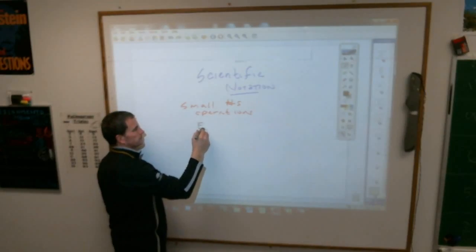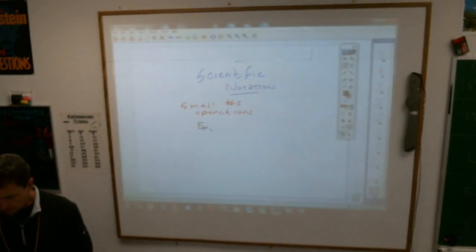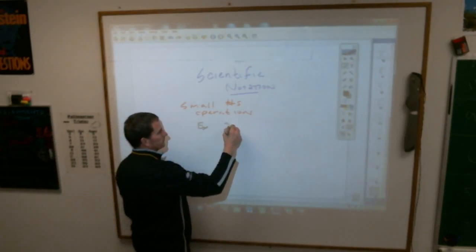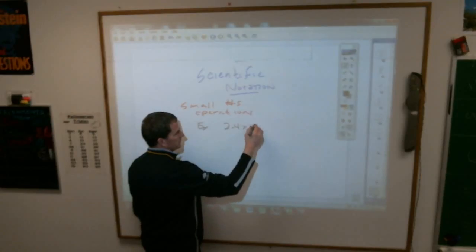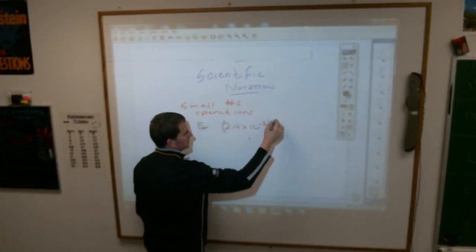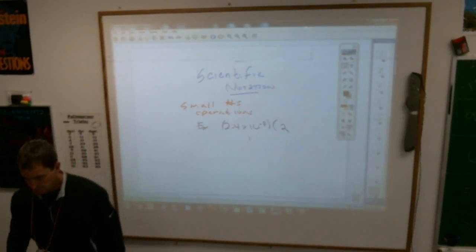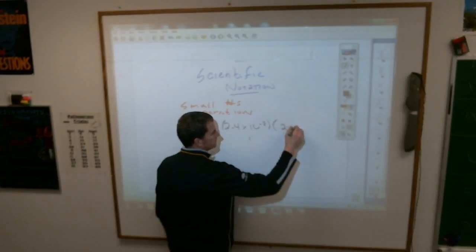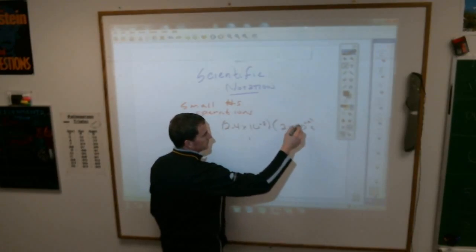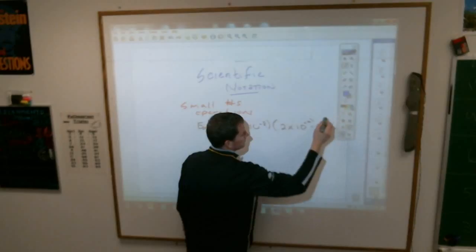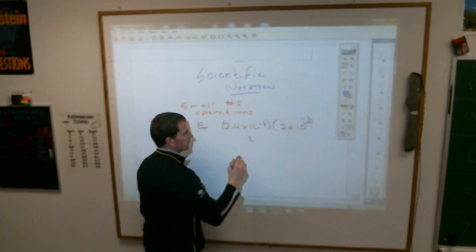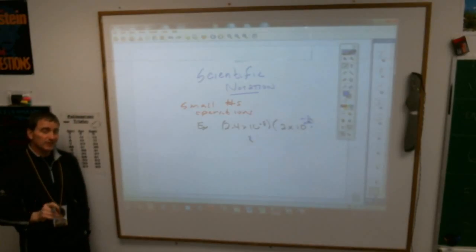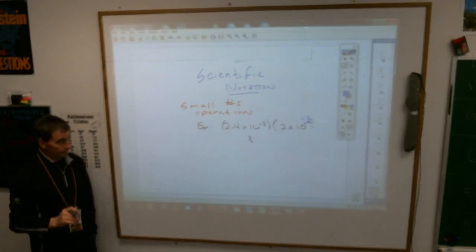But now we're going to do operations, which means doing the math with small numbers. For example, what if you have 2.4 times 10 to the negative 8 times 2 times 10 to the negative 2? Now let me remind you, if you weren't doing this in scientific notation, this is what it would look like.